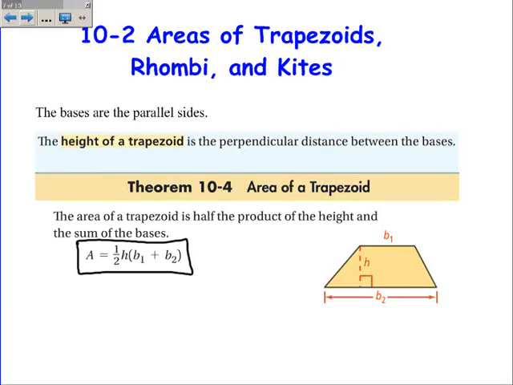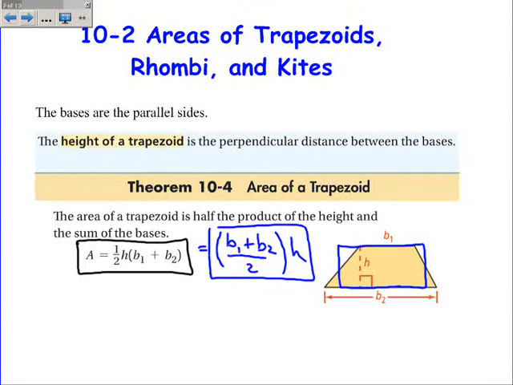Now, if you find the average of two lengths, you find the length that's right in the middle. Okay? So this is the same area as a rectangle with the base of the average of B1 and B2 and the height of H. Now the way you find the average of two numbers is you add them together and divide by 2. So B1 plus B2 over 2 times the height. Now this is the formula that I prefer because I think it's easier to remember, not because it's easier to compute.